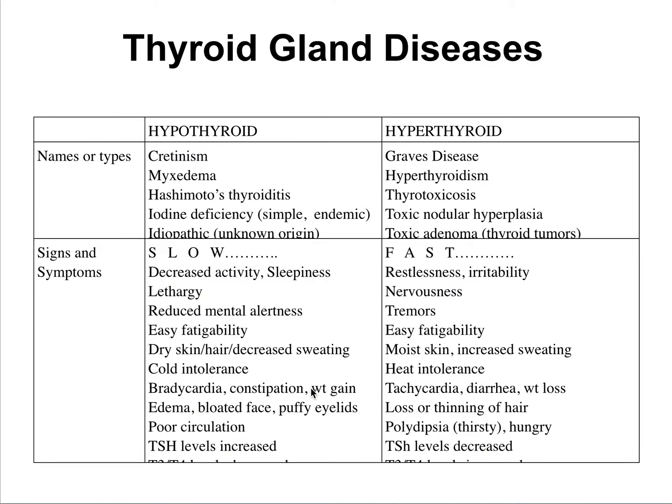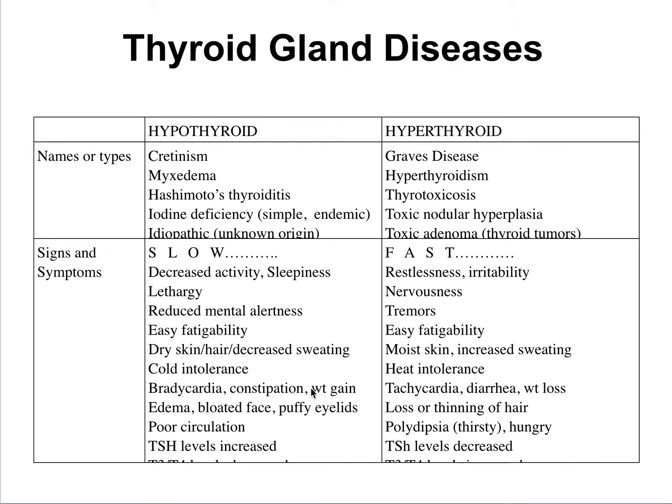So here is a list of hypo versus hyper. When you think of hypo, you think slow moving, you think low metabolism. So if you look at the signs and symptoms, it says slow, decreased activity, sleepiness, lethargy, slow heart rate, constipation. So what's the opposite? What is hyperthyroid? When somebody is really, really thin and they're really, really active, they go, run until they die in their graves. Okay, so hyperthyroid is the opposite. It's fast, it's restless, irritable, nervousness, tremors, easy fatigability because they're so excited. The same thing as hypothyroid because it's an off balance.